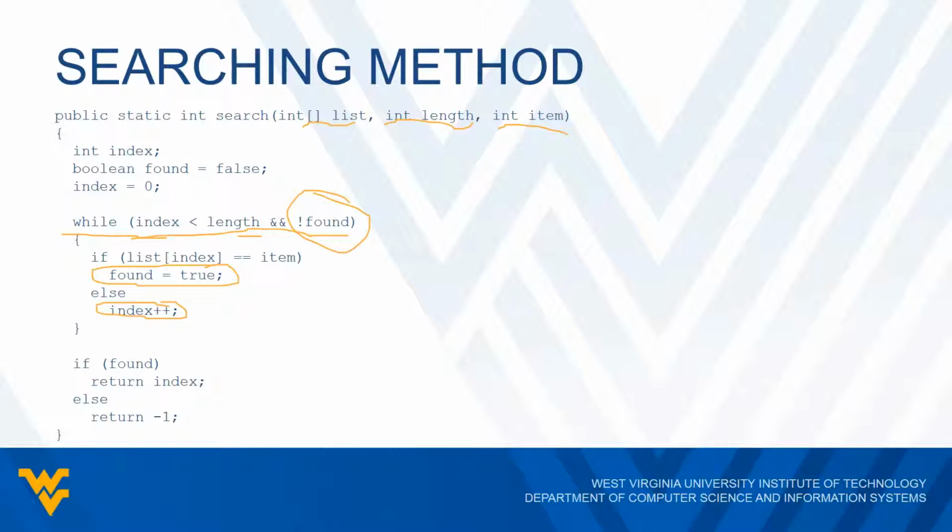So once we get out of the loop, then one of two things has happened. We either found what we're looking for, or we haven't found it. So we see here that if we found it, then we'll return the index, so the position where the element is. And if we have not found it, then we'll return a -1.